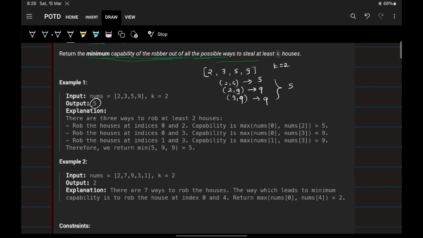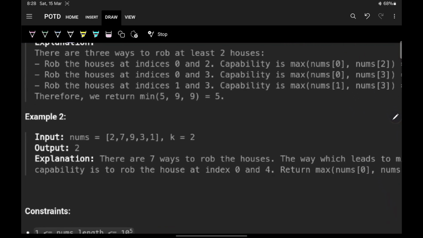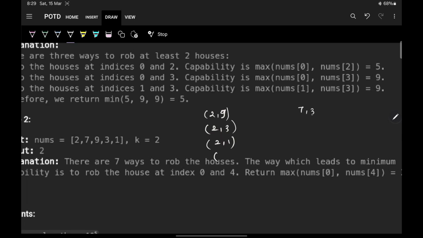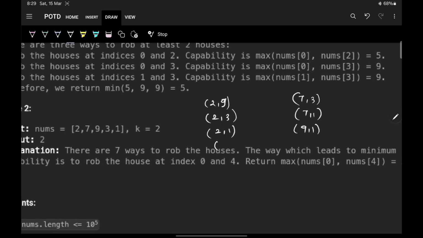Let's try to understand with another simple example, a given test case. Again k is 2 here. So what is possible? I can steal 2 and 9, 2 and 3, 2 and 1. Another way is 7 and 3, 7 and 1, and 9 and 1. These are all the possible ways: 1, 2, 3, 4, 5, 6, so 6 ways. And another way would be 2, 9, 1.